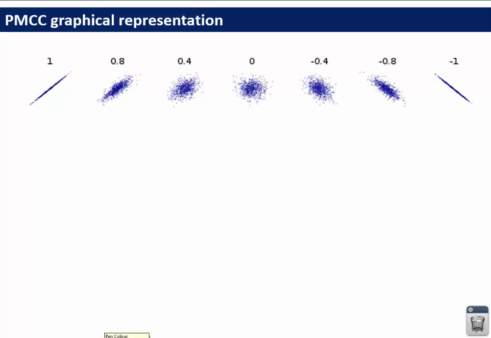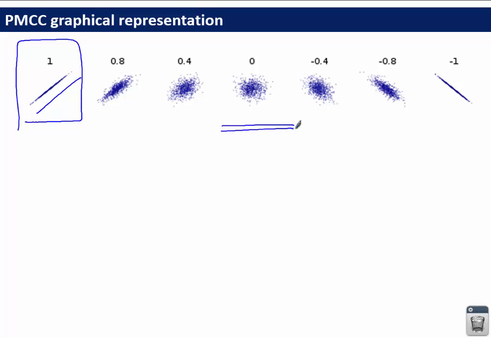So here are a few scatter diagrams showing correlation. If you look at the left-hand side, we've got 1, which is perfect positive correlation. If you look at all the points, they are exactly on a straight line. As we go toward the right, the correlation is getting weaker. We've got 0.8, 0.4. They are both positive, but they're weaker. And at 0, you have no correlation. As you go from 1 to 0, the points are dispersing more. They're more spread apart. There's no pattern.